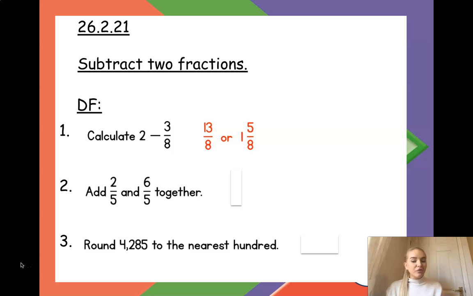Number 2, 2/5 add 6/5 is 8/5, and rounding 4,285 to the nearest 100 would be 4,300. Well done if you got those 3 right.